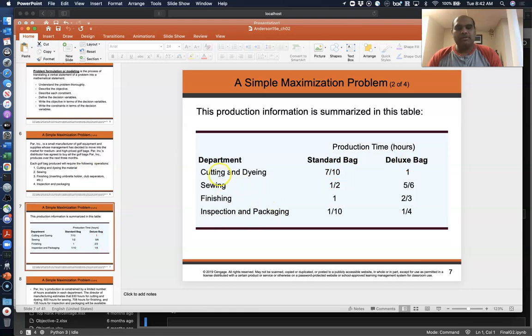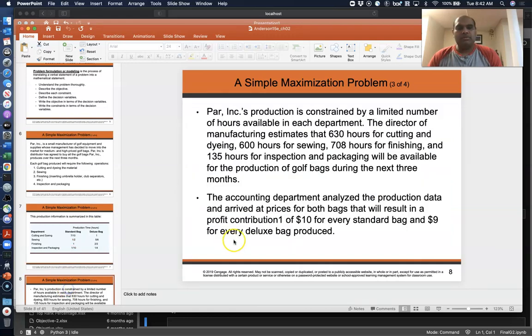There are 4 departments that each bag has to go through before it is done, which is cutting and dyeing, sewing, finishing, and inspection and packaging. So those are the 4 departments, and this is how long you take in each of the departments. And we also have the total amount of time that's available based upon the labor that they have, and also the profit values for each of the bags.